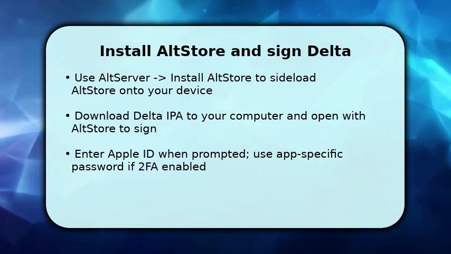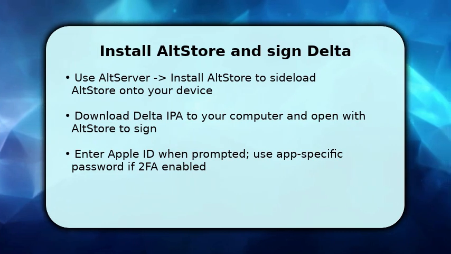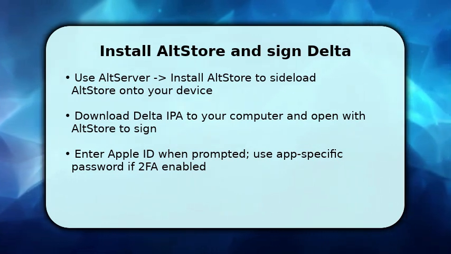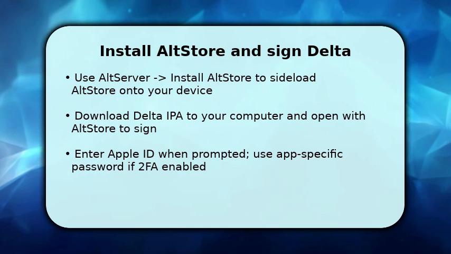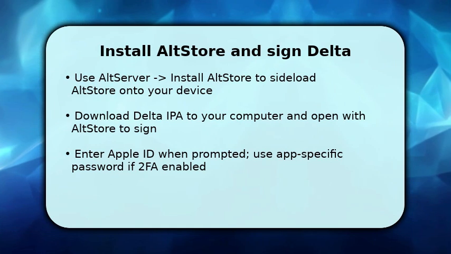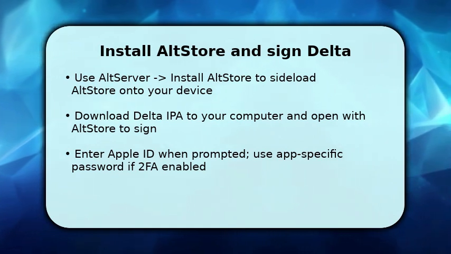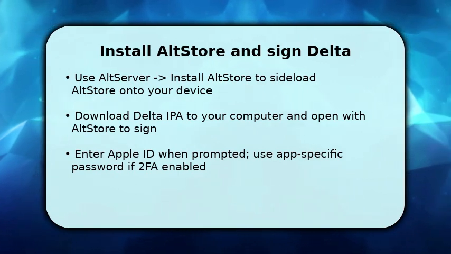Download the Delta IPA to your computer, then use Alt server or Alt Store's desktop integration to sideload and sign that IPA to your device. Make sure you enter your Apple ID or an app-specific password if you use two-factor authentication. This signing process refreshes every 7 days for free accounts, so plan to refresh regularly.